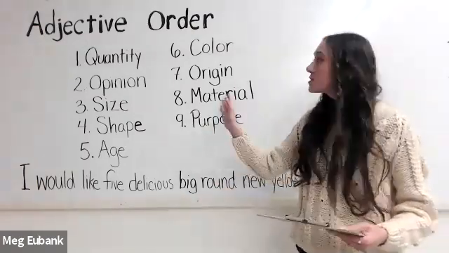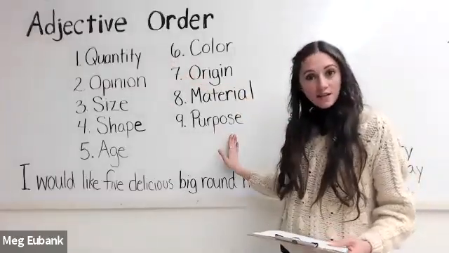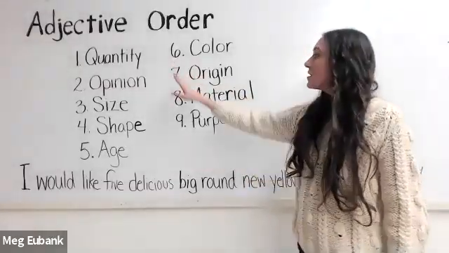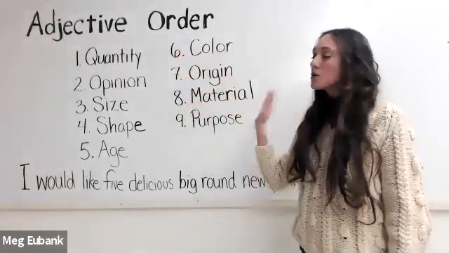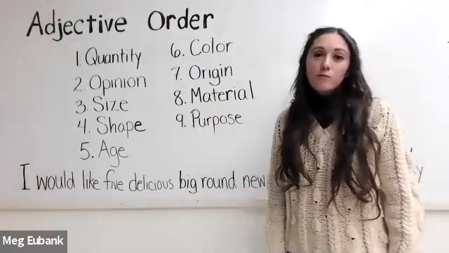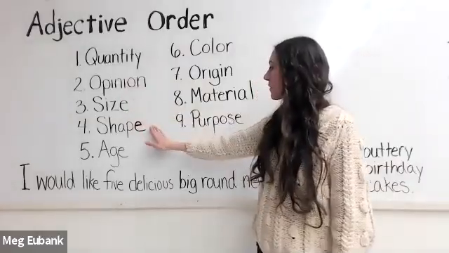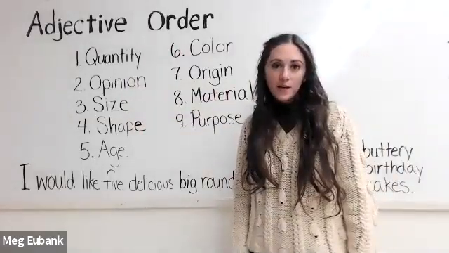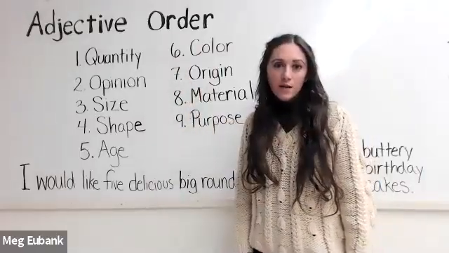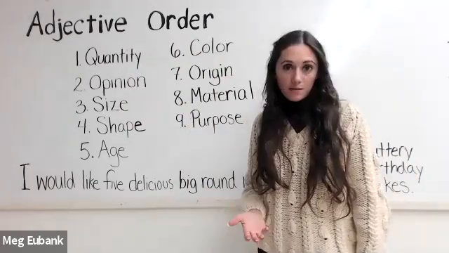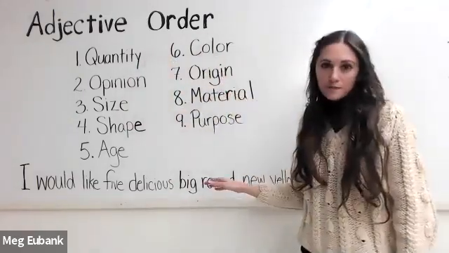Now remember, most cases, you don't use 9 adjectives in a sentence, but whatever you are using, this is the order it should go in. So if we're ordering food at a restaurant, I want to order 3 big round pancakes. I don't say round, big 3 pancakes. It would be confusing to the person listening. So it is important to go in this order.